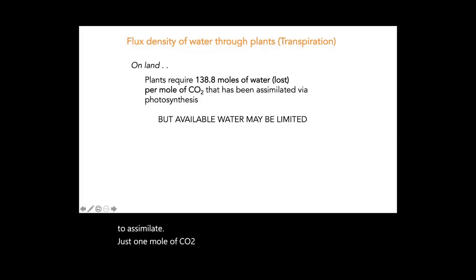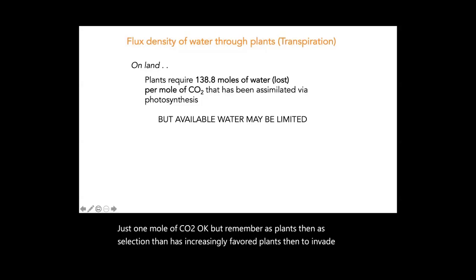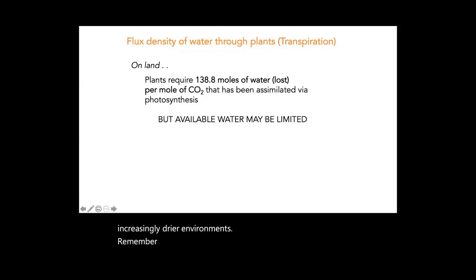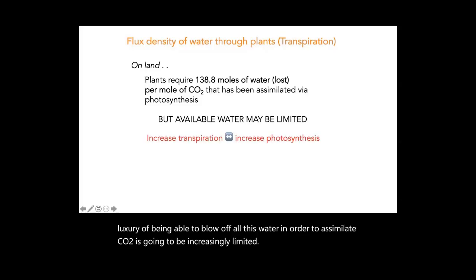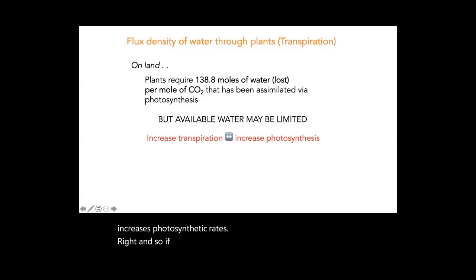Okay, but remember, as selection has increasingly favored plants invading increasingly drier environments, water is going to be more limiting. And so the luxury of being able to blow off all this water in order to assimilate CO2 is going to be increasingly limiting. All right, so increased transpiration rates are great because that increases photosynthetic rates, right? And so if there's selection for increases in the ability to get bigger, increase your photosynthetic rate and take all that carbon and grow this big structure, right?